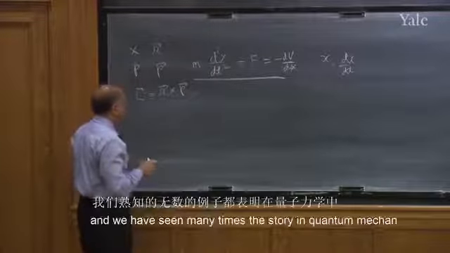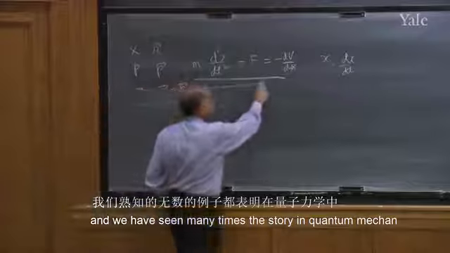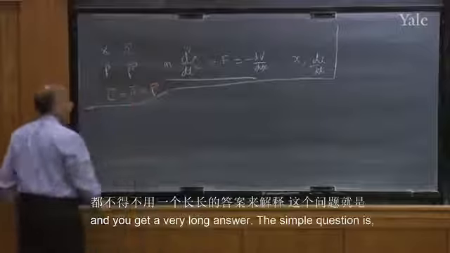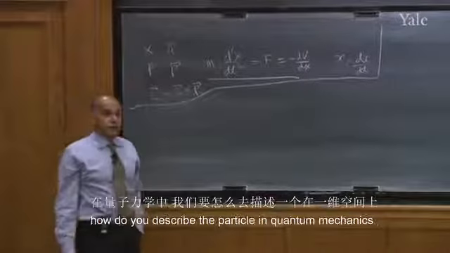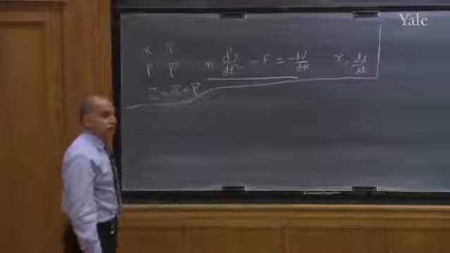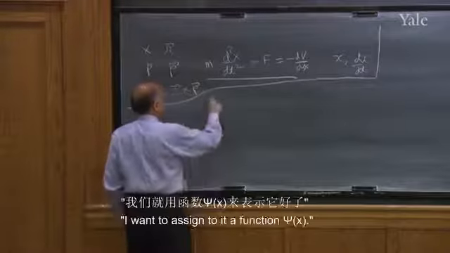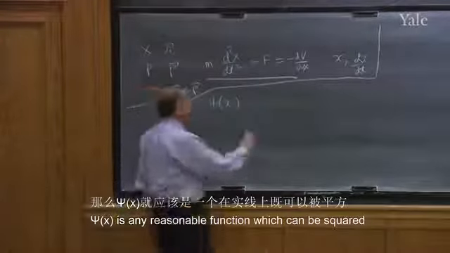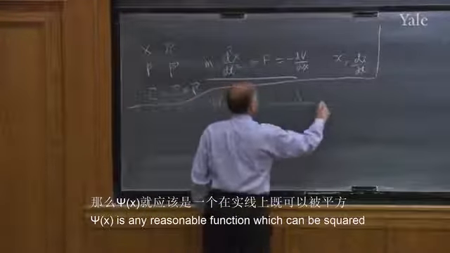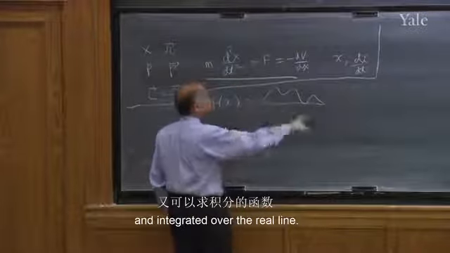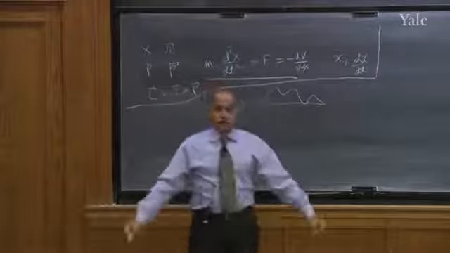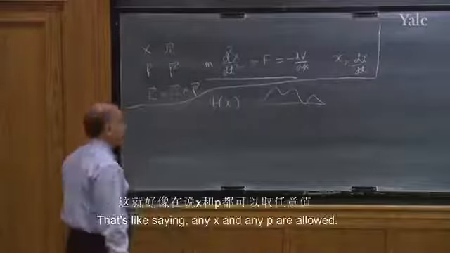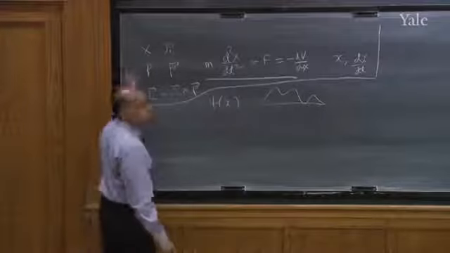Now you want to do quantum mechanics, and we have seen many times the story in quantum mechanics is a little more complicated. You ask a simple question, and you get a very long answer. Simple question is, how do you describe the particle in quantum mechanics? In one dimension, you say, I want to assign to it a function psi of x. Psi of x is any reasonable function which can be squared and integrated over the real line. Anything you write down is a possible state. That's like saying any x and any p are allowed.